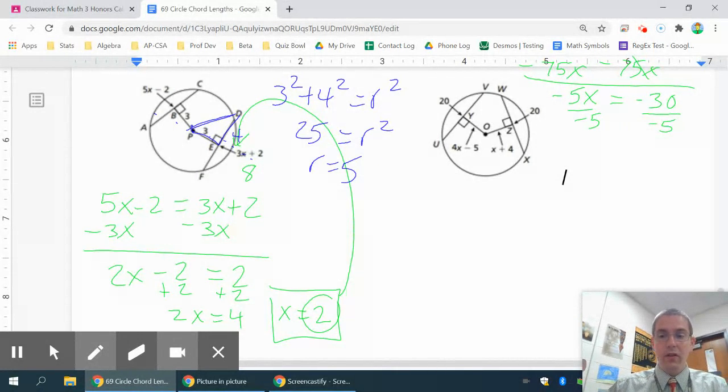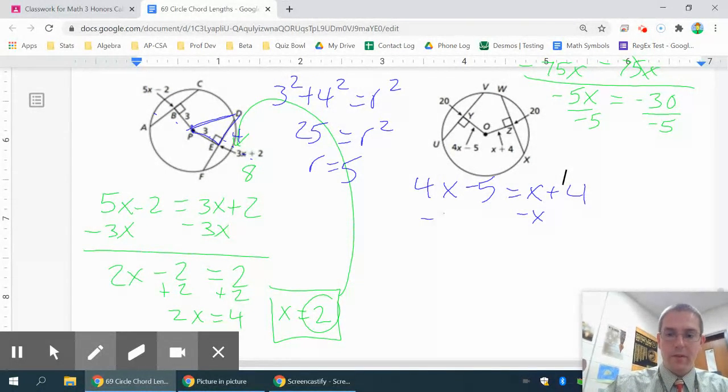But if you get stuck, you can play through the video and I'll help you. Okay, on this next one, since the chords are equal, the distance to the center is equal. So I have 4x minus 5 should be equal to x plus 4. Subtracting x from both sides gives me 3x minus 5 equals 4.